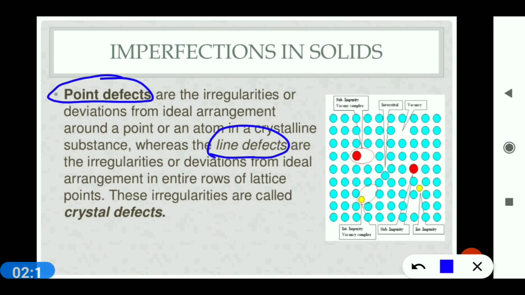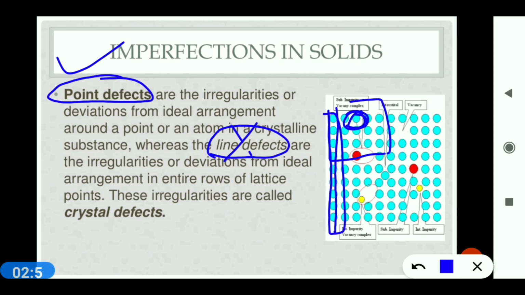So here you can see the arrangement of the particles, and if at a particular point a defect or imperfection arises, then it is a point defect. And if the imperfection is present throughout the row, then it is known as the line defect. In this chapter we are not going to bother about the line defect. We will see about the point defects only.